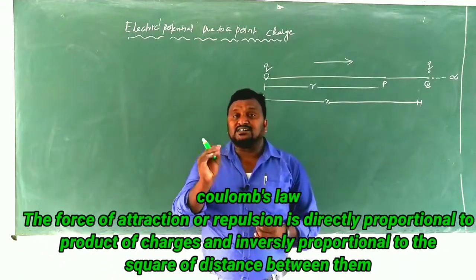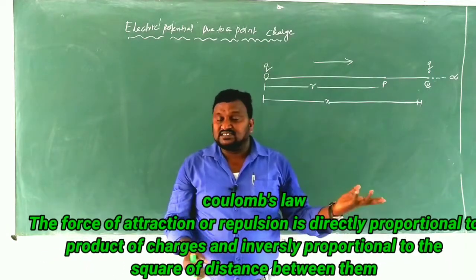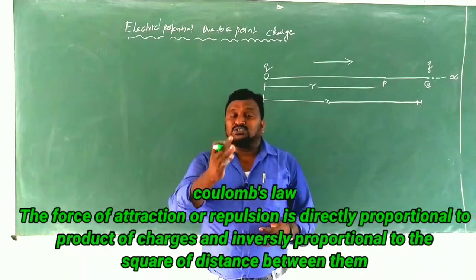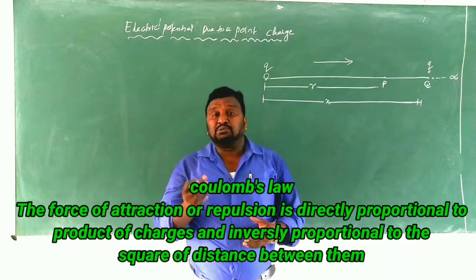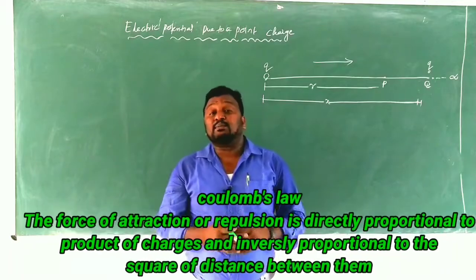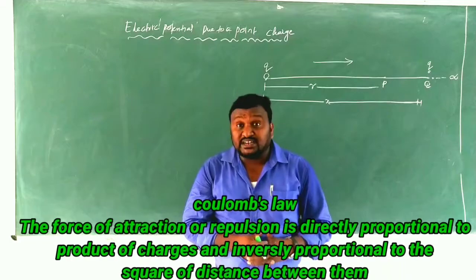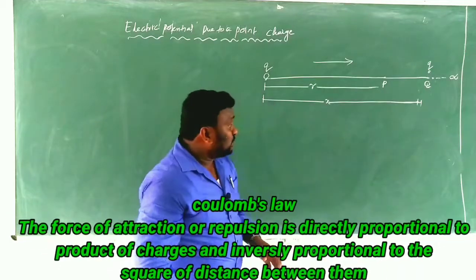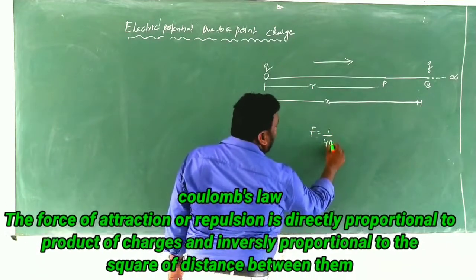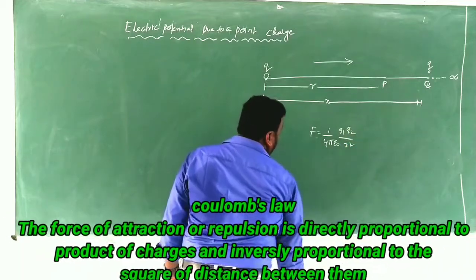When two charges are separated by some distance, there is some force acting between them. That is Coulomb's law. What is Coulomb's law? The force of repulsion or attraction between two charges is directly proportional to the product of their charges and inversely proportional to the square of the distance between them. So the general equation of Coulomb's law is F equals 1 by 4 pi epsilon naught Q1 Q2 by R square.